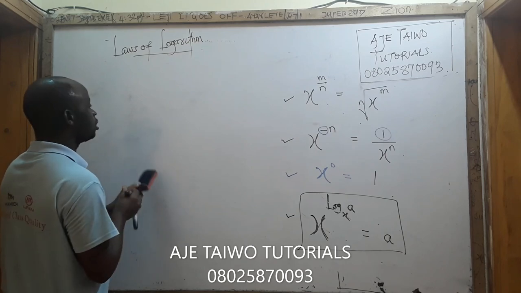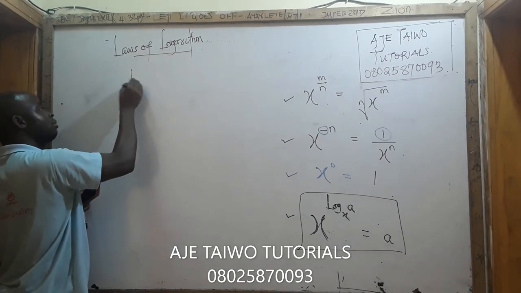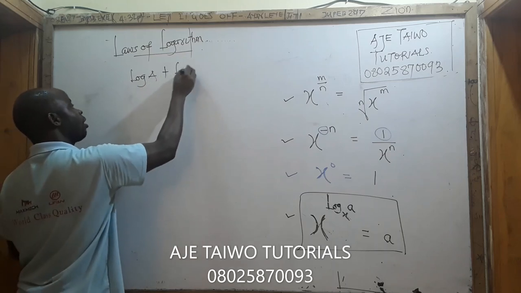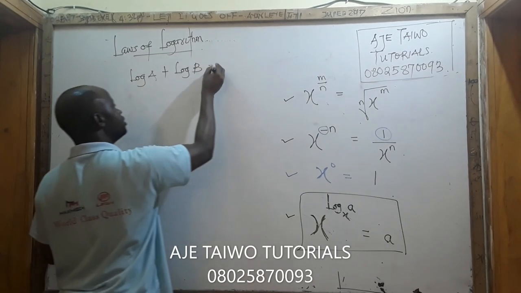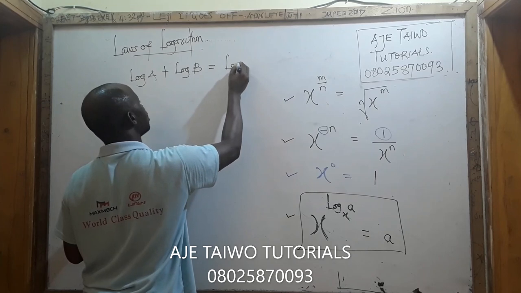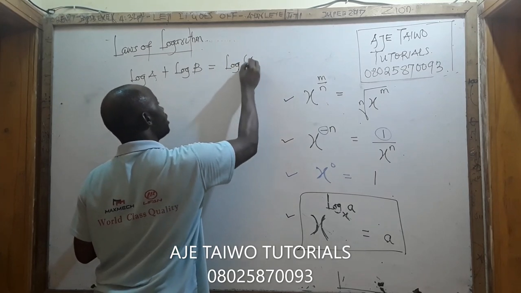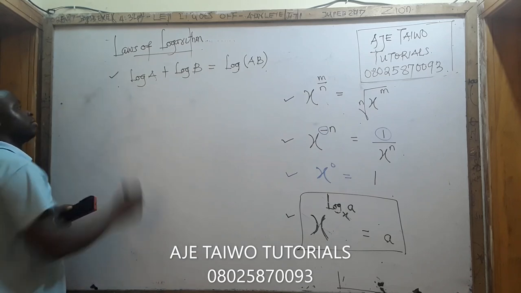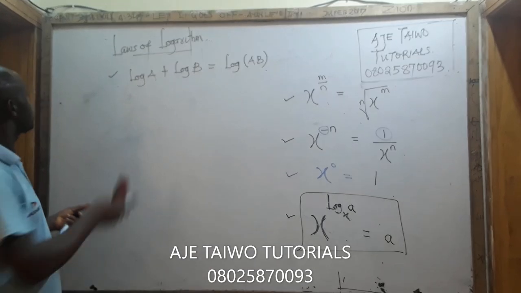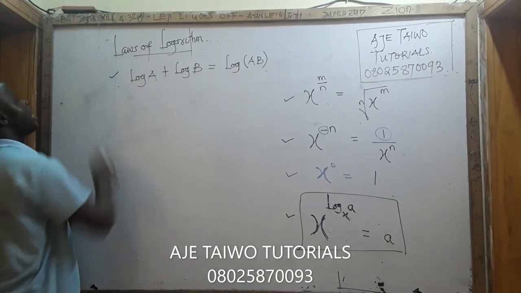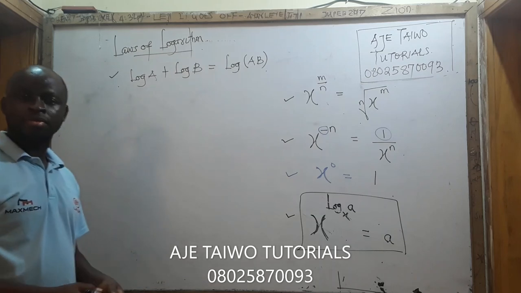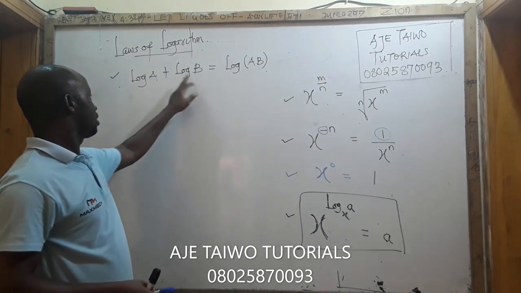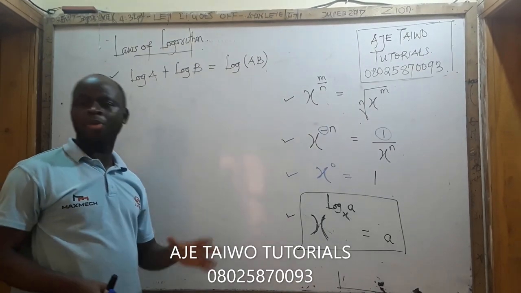We all know the first law of logarithm. Log A plus log B is equal to log AB. That's the first law of logarithm. And if you notice something, we don't care about the base. The base, we don't care. And I hope you know why.